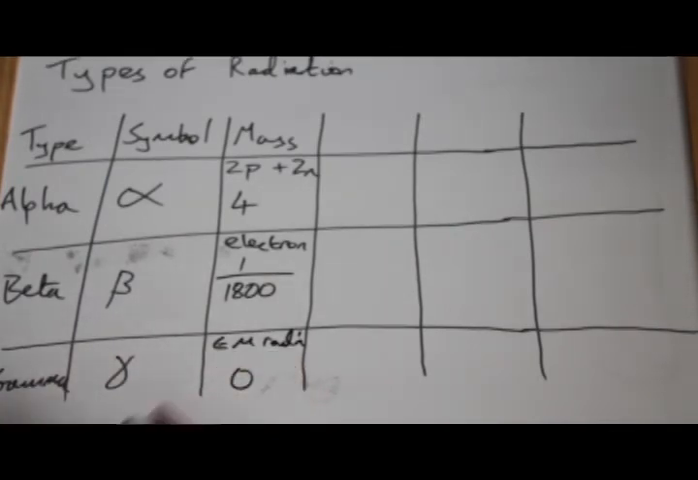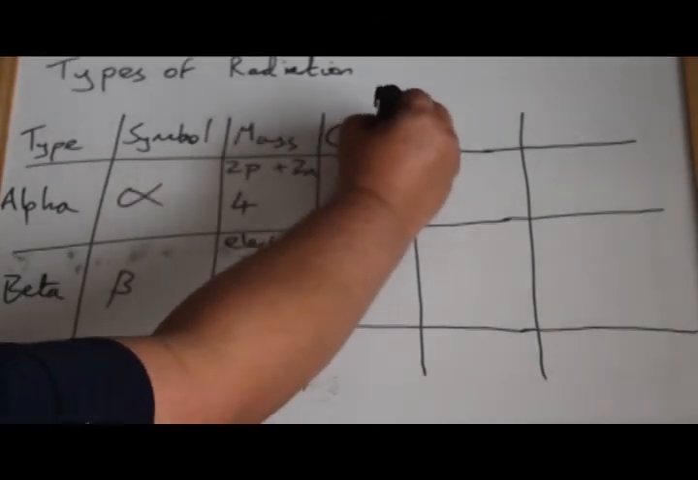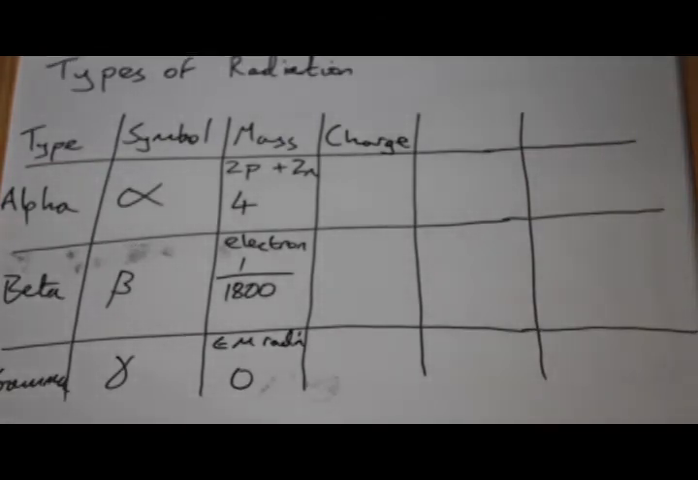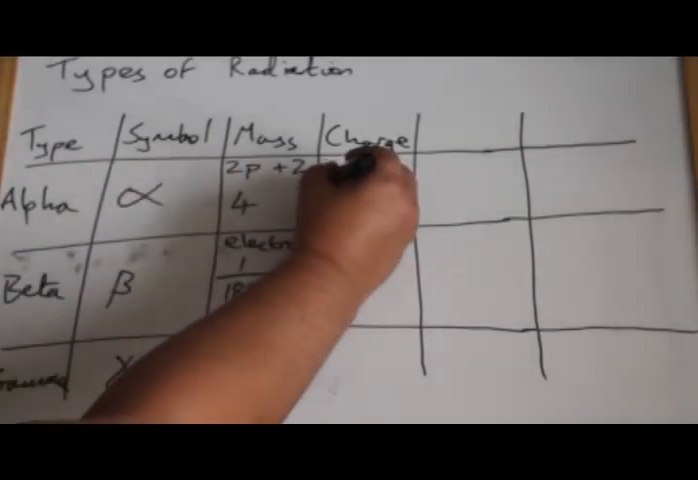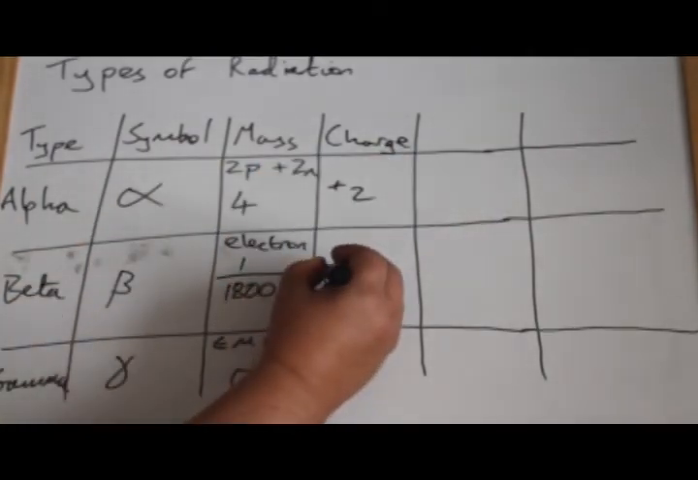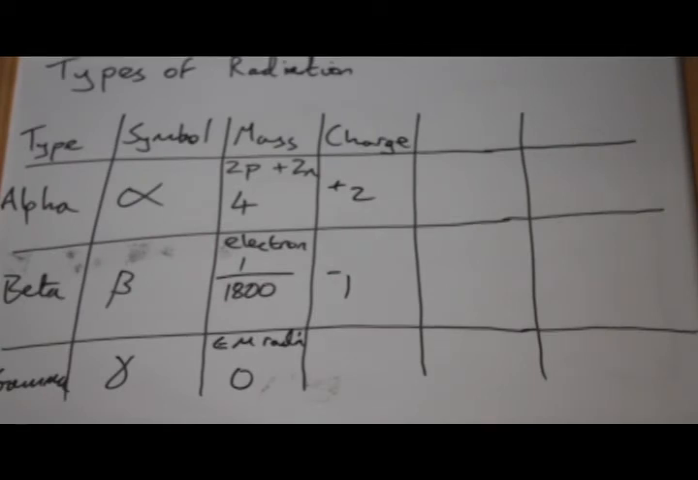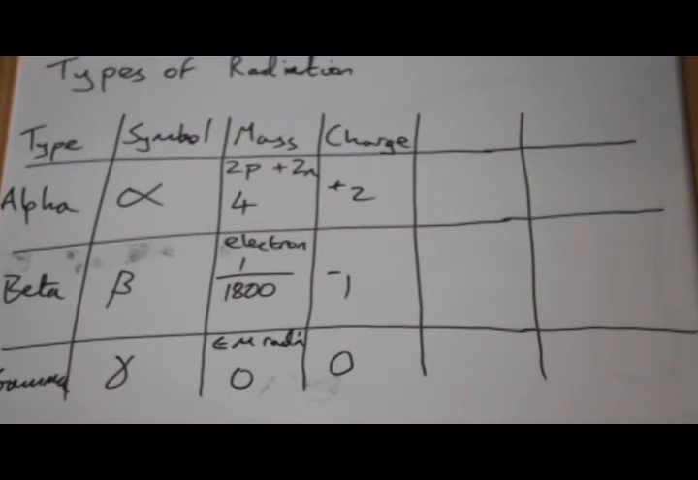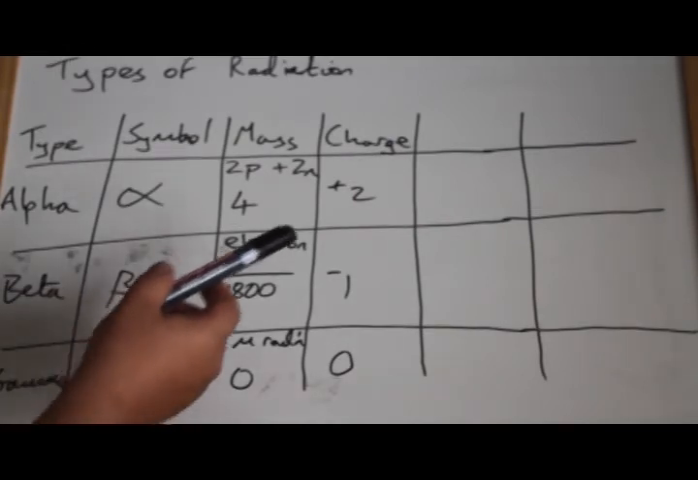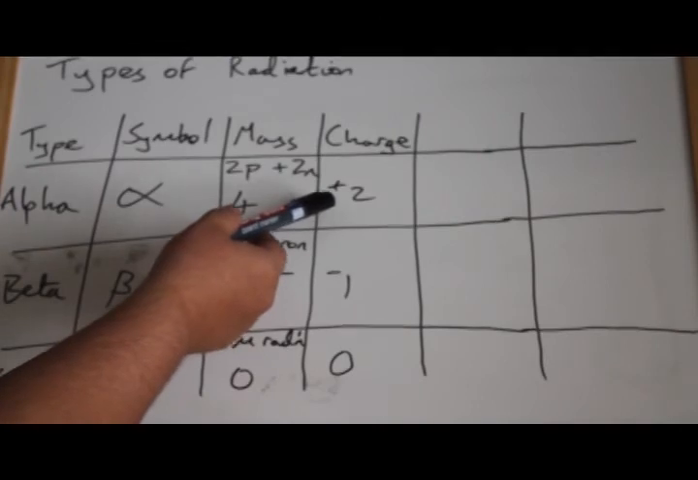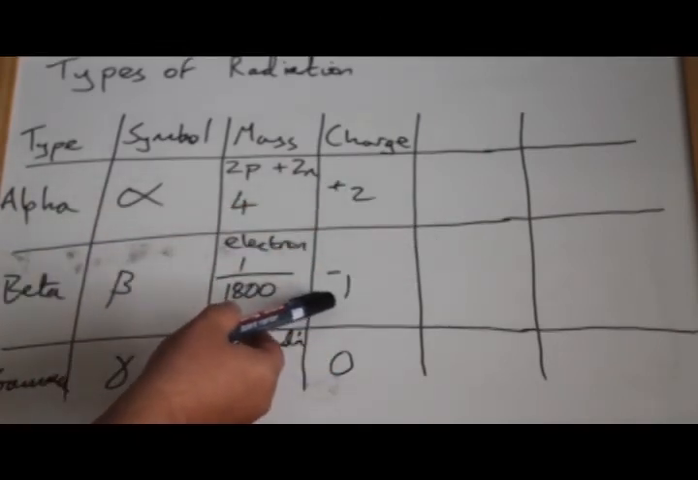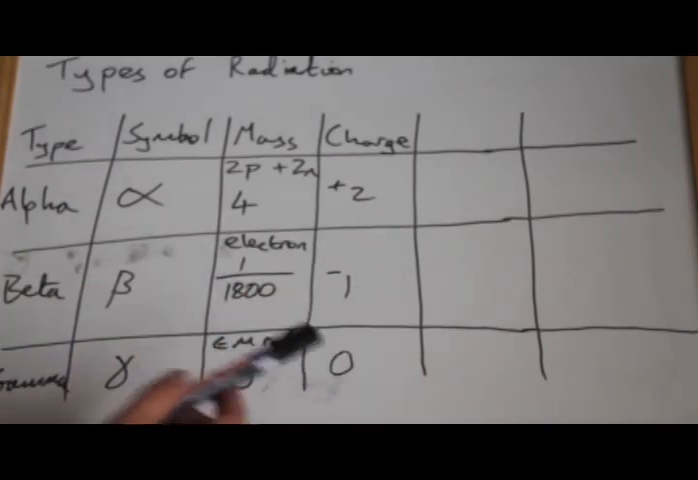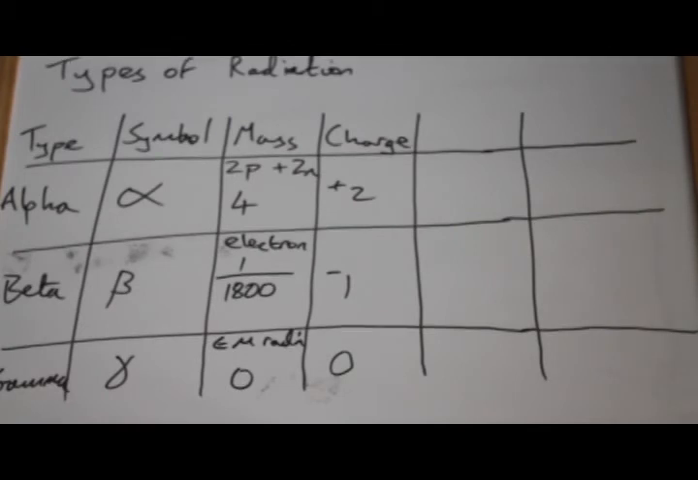The next thing to consider is the charge of these objects, because that will affect how they move in an electric field and magnetic field. Alpha, because of its 2 protons, has a charge of +2. The electron has a charge of -1, so does beta. And gamma, being an electromagnetic radiation, has a charge of 0. Which means that whichever way an alpha particle moves in an electric or a magnetic field, the beta particle will move in the opposite direction. As for the gamma, it will go straight through as if the electric field or the magnetic field isn't there, because it has no charge at all.